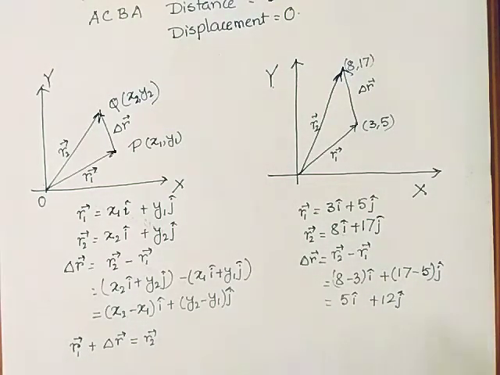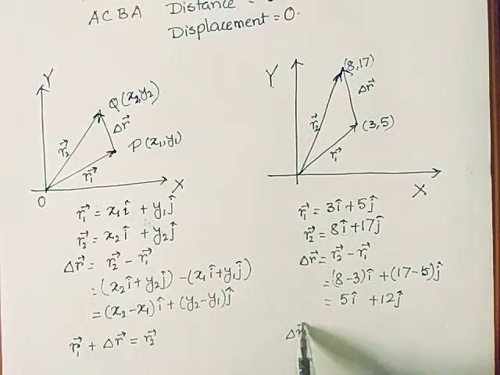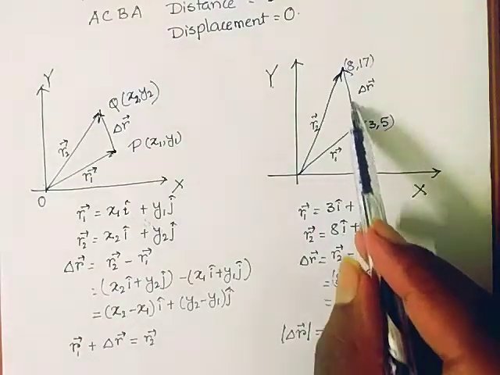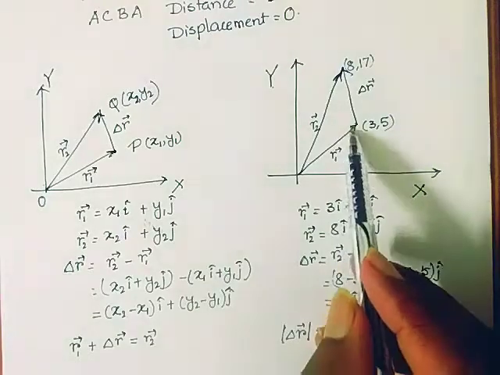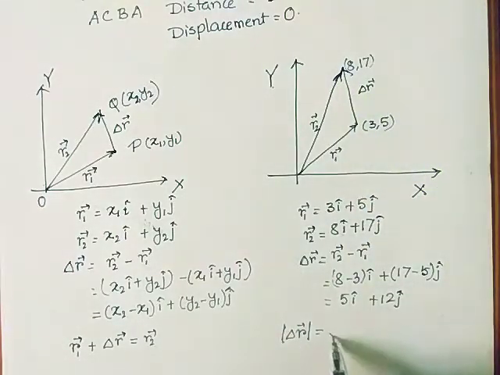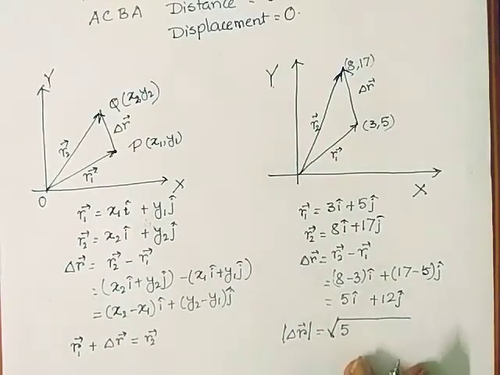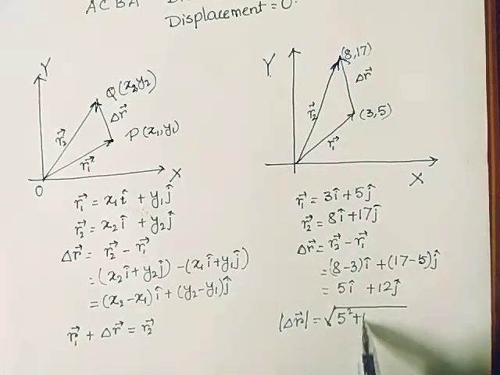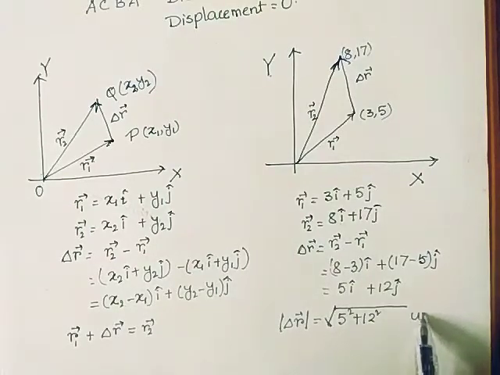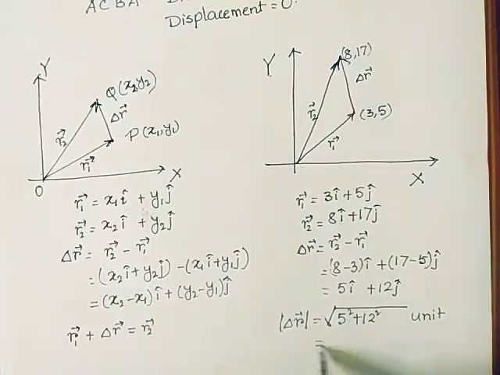And if I want to find out the distance from this, then the distance is basically nothing but the magnitude of this vector, because here the particle follows this straight path. Then del r should be root over of 5 square plus 12 square unit, that is 13 unit.